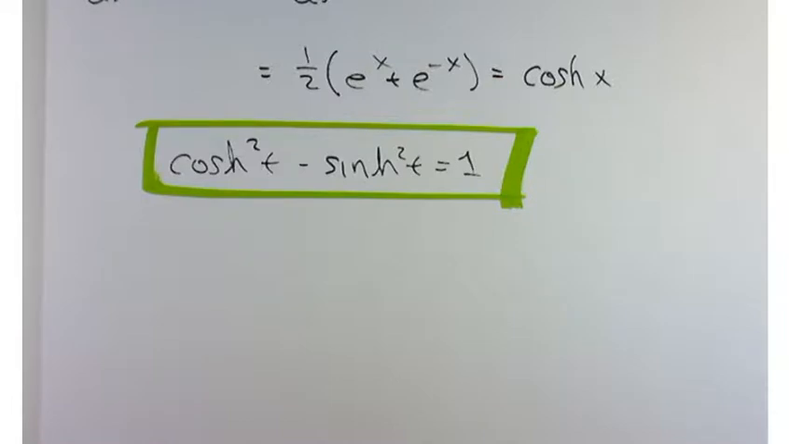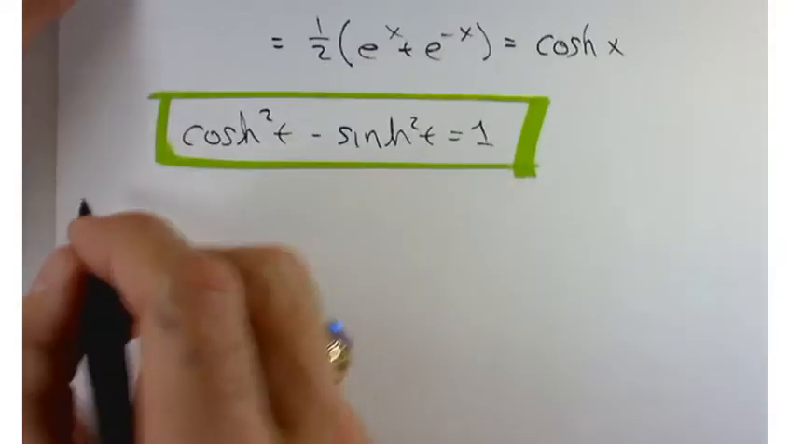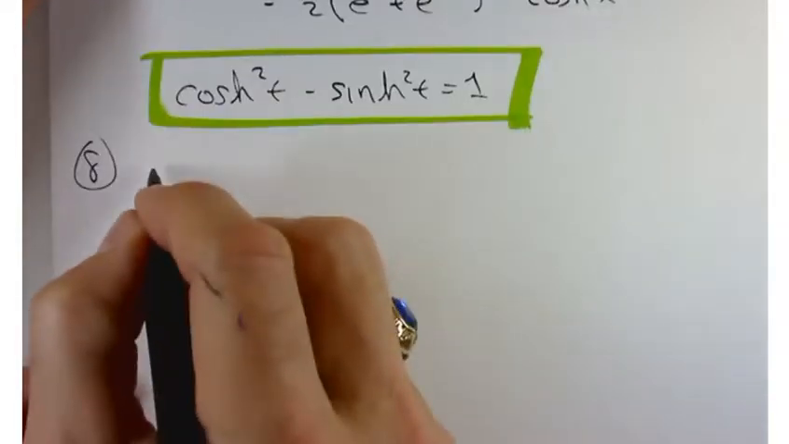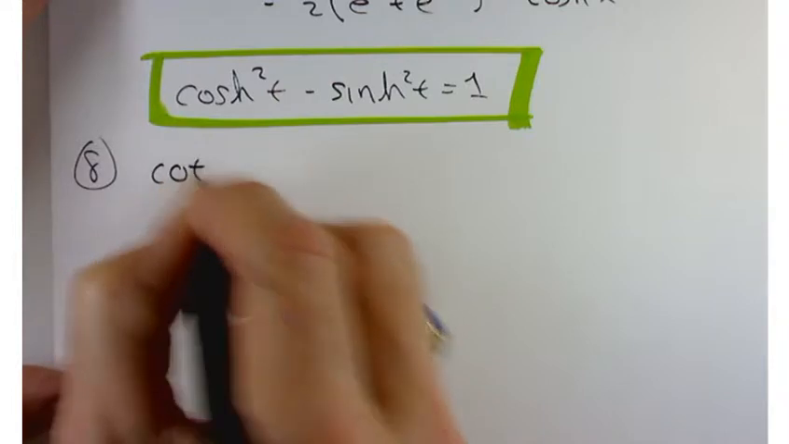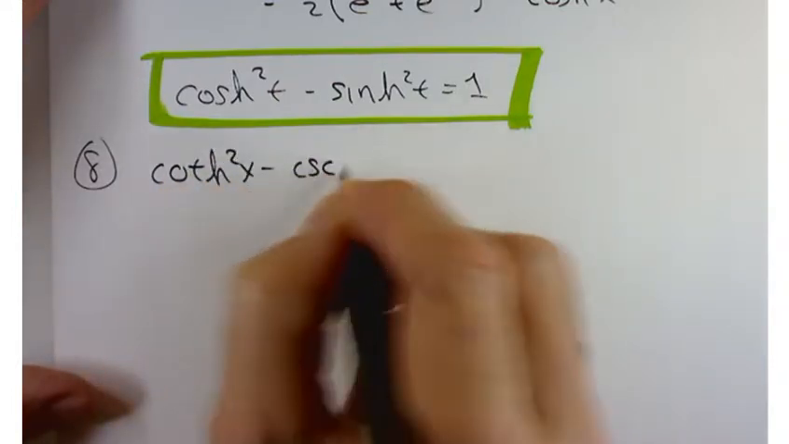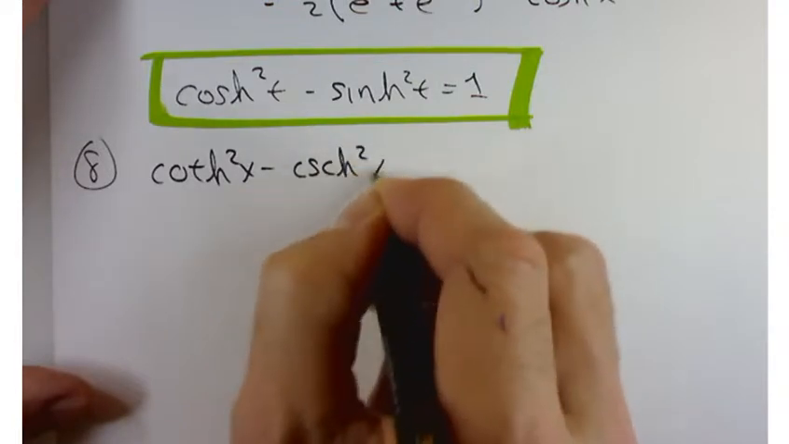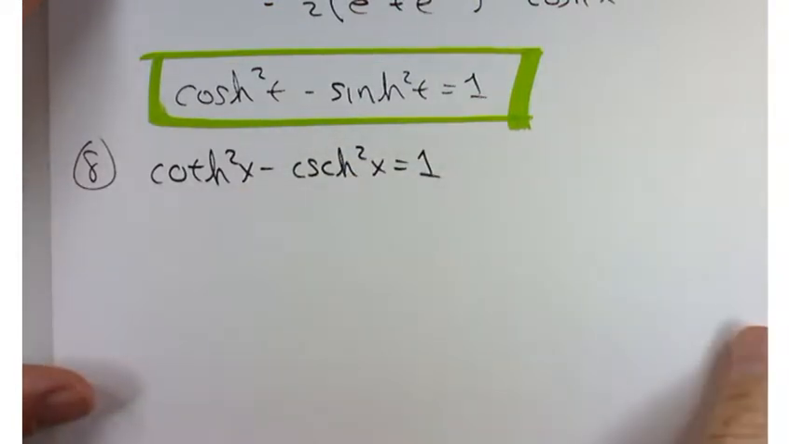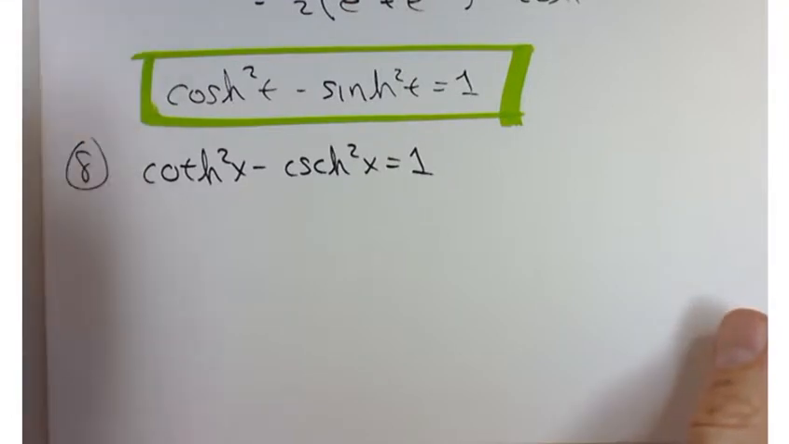Like I said, problem number 8 asks us to establish an identity. And it's kind of what I just did for our trig identity. We've got hyperbolic cotangent squared minus hyperbolic cosecant squared equals 1. So problem number 8, cotangent h squared of x minus cosecant h squared of x equals 1. Let's see if we can't establish this identity somehow.